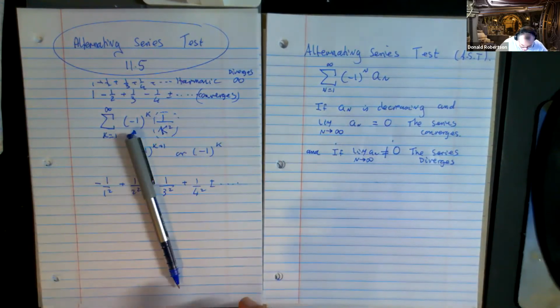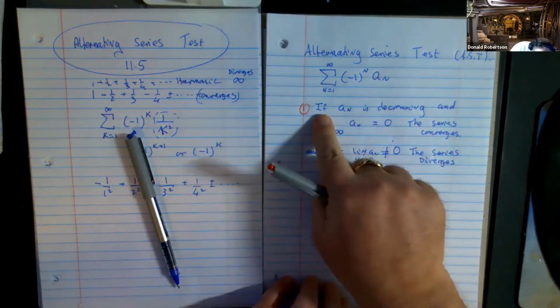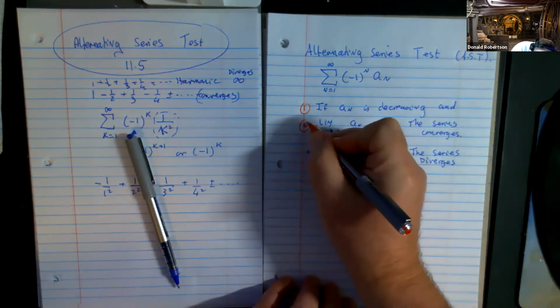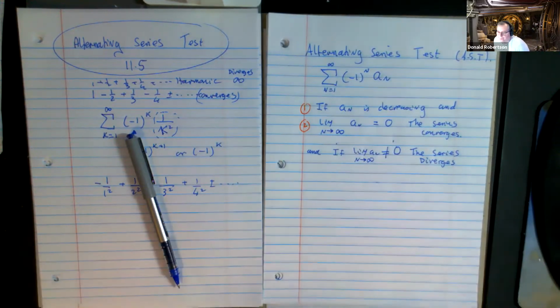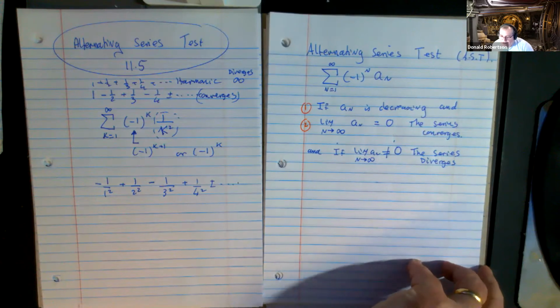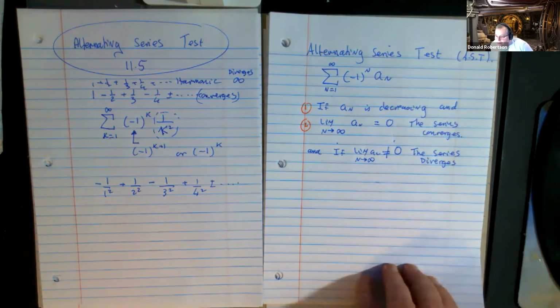So there are two pieces to the alternating series test. There's the first one, it needs to be decreasing. And then the second, the limit of a_n needs to be 0. Any questions about that? It's a test, that's what you do. Very cool.